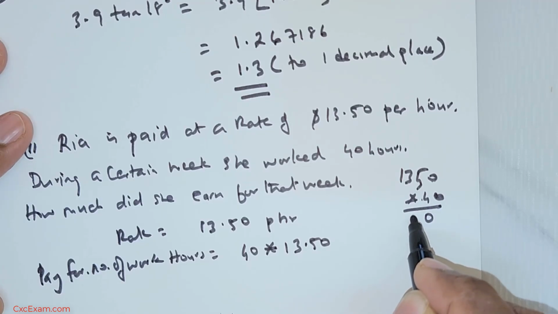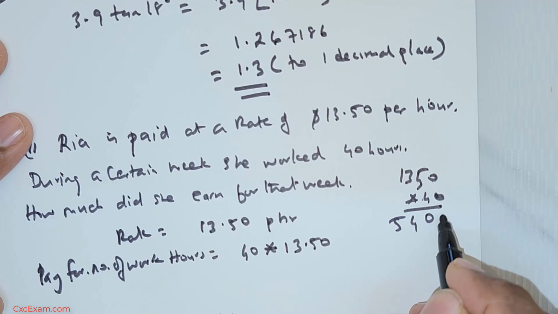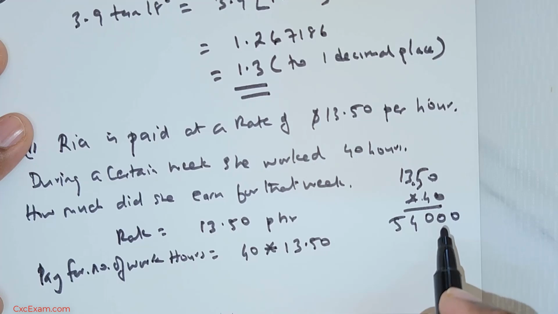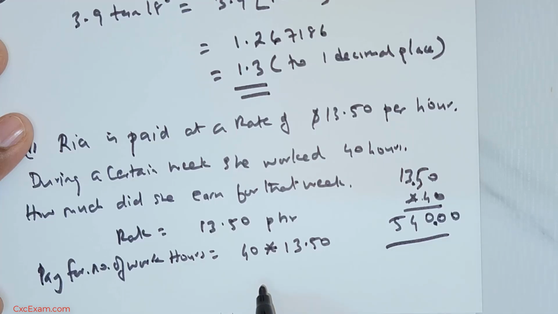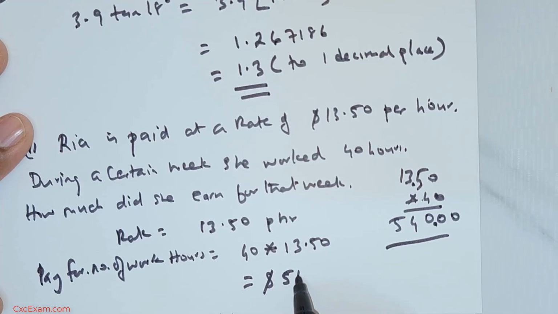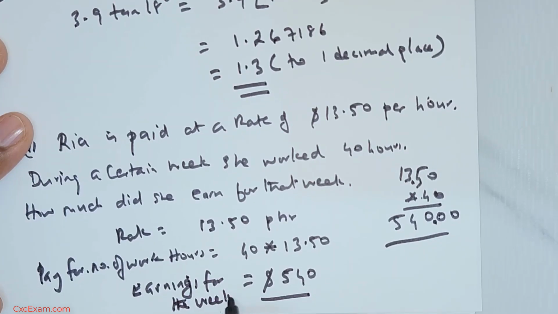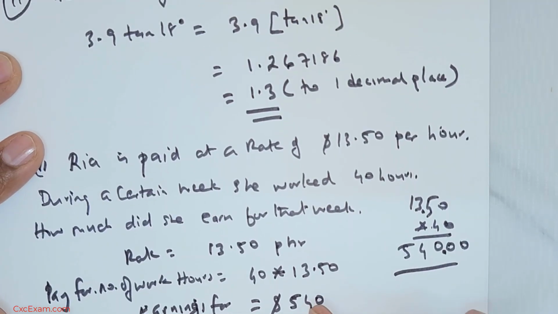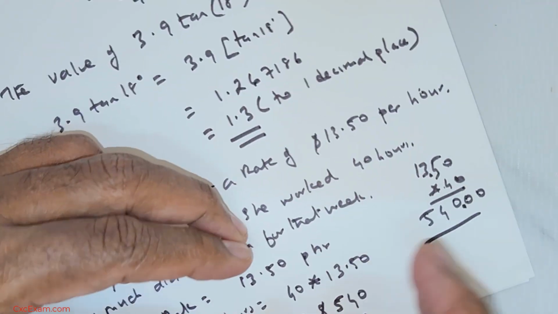4 3s are 12, 13, 14, 4 1s are 4, 5. So you have to place 2 zeros. It's actually 1350. So 1, 2. So this was going to be the amount 540. Okay, so they are asking how much did she earn for the week. Earnings for the week, right? 540. Okay, so that's the solution for the question.